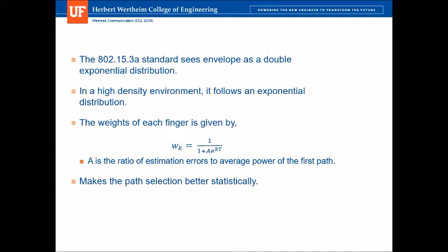Calculating the ratio of estimation errors to average power of the first path is easier because we get the first signal that is encountered, and the weighting for the rest of the symbols can be calculated using this formula. So using this, it makes the path selection better statistically.